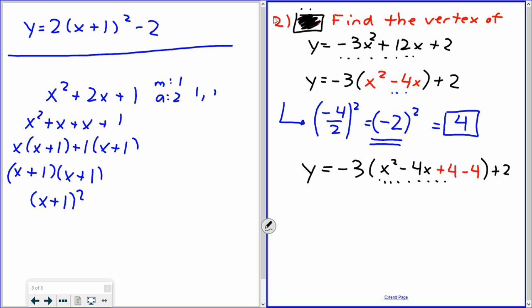So it's going to be y equals -3 x squared minus 4x plus 4, and then plus 12, and then plus 2. Why did I change the plus 12? Right? -3, right? It's this number right here multiplied by the -4.